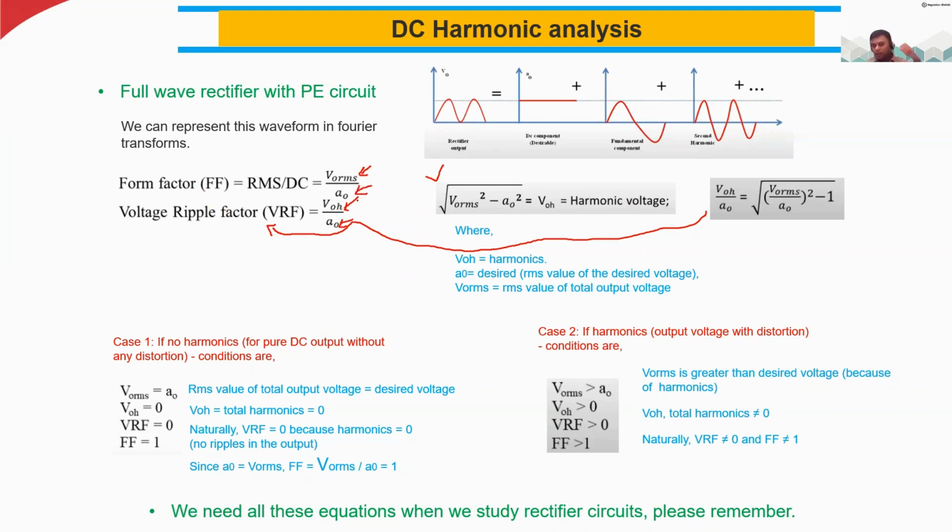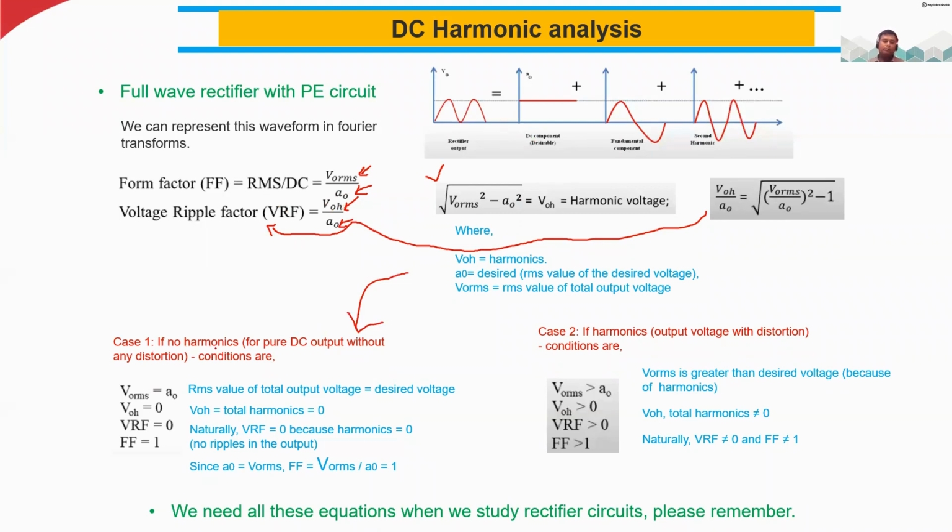So please remember the meaning of each term. Then you will understand the meaning of this formula. VOH is the harmonics, the unwanted one. A naught is the wanted or desired one. And VORMS is the total output voltage, that is harmonics plus desired voltage. Okay, so now we can consider 2 cases. Case 1.